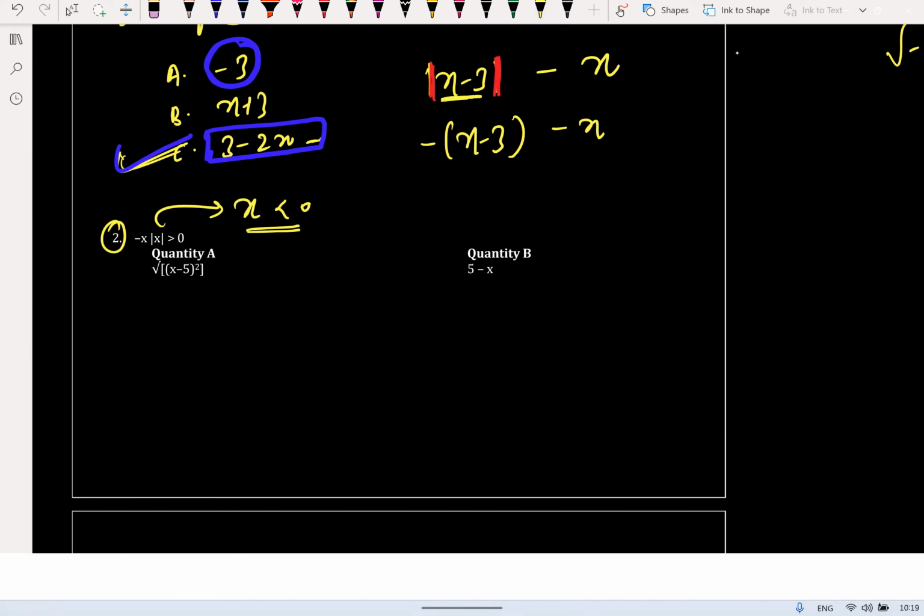Because for a negative value, minus x mod x will be greater than 0, otherwise we put a negative value into the square root. Now do whatever you want to do. Okay, fine. So I've done.